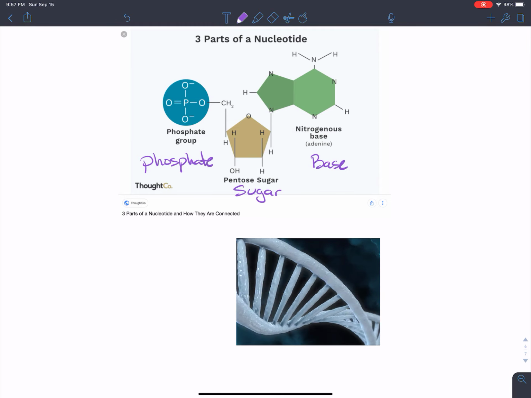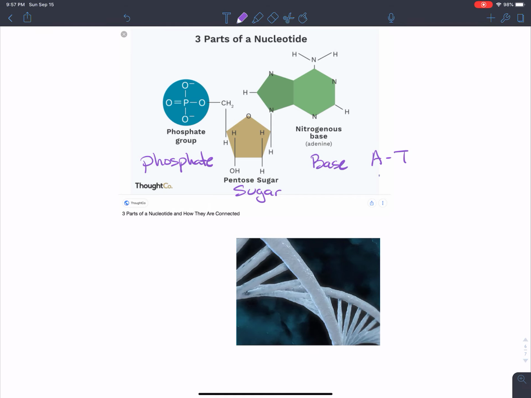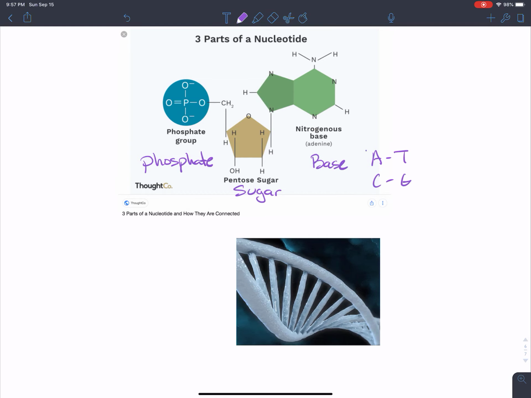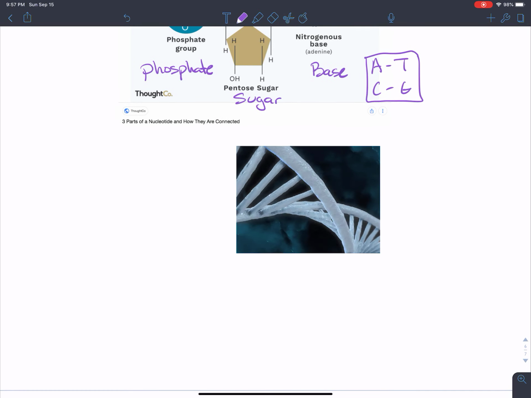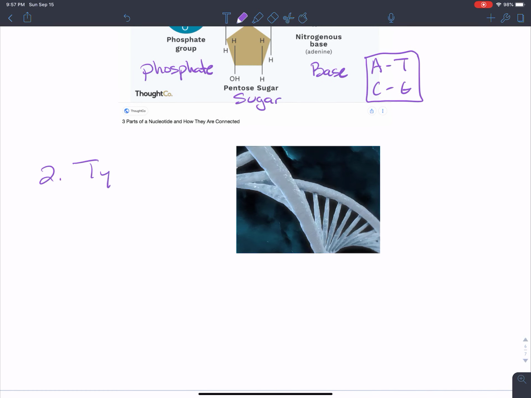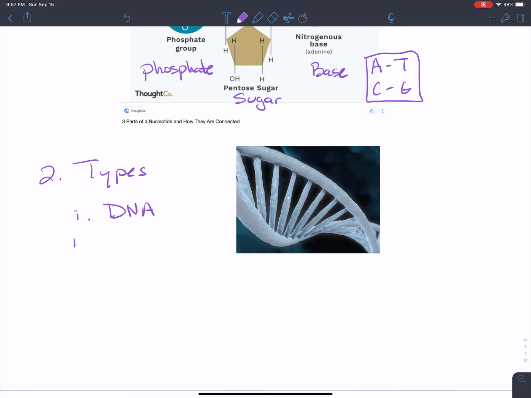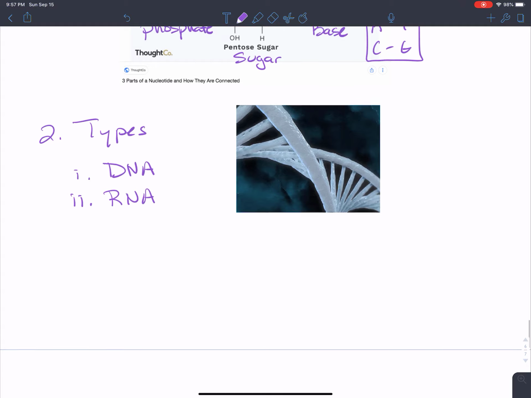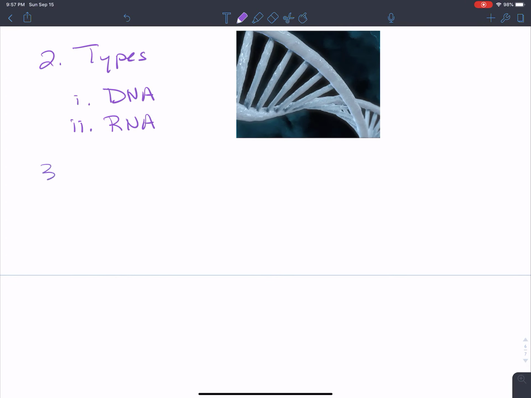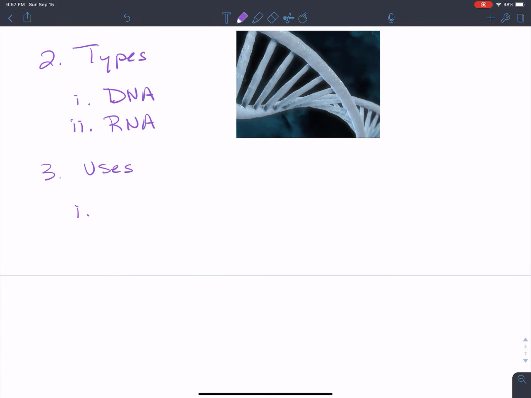Now, bases are what binds the ladder of DNA together, as you can see in this picture. The way we remember the bonding is A goes with T, and C goes with G. And again, we will talk about this later. A good way to remember this is apples grow on trees and the cars go in the garage. There are only 2 types of nucleic acids. They are DNA, which you've heard of, deoxyribonucleic acid, and its little brother RNA, which stands for ribonucleic acid. These are the 2 main molecules. Their uses is absolutely the most important thing that there is. Your DNA contains your genetic code.